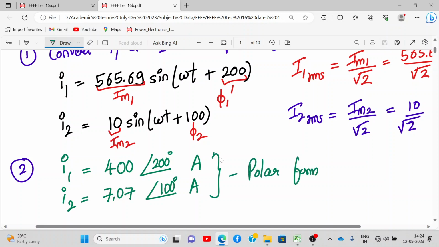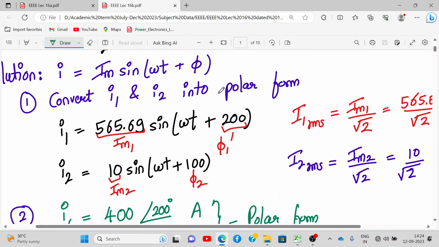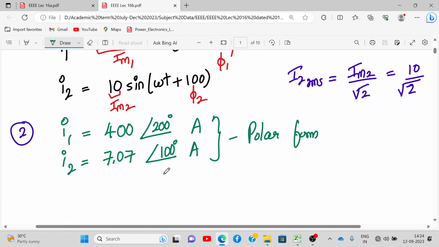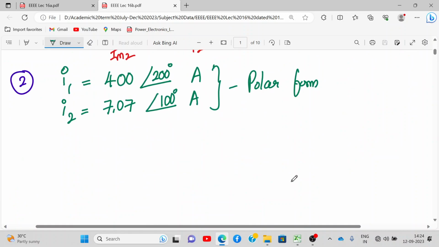But see, read the question. What was the question? We need to add, right? Can we add in polar form? No. We have to convert this into rectangular now. Okay. So step number 1 was convert I1 and I2 into polar form. We have completed that. In step number 2, now next is convert this into rectangular form. So how will you convert I1?